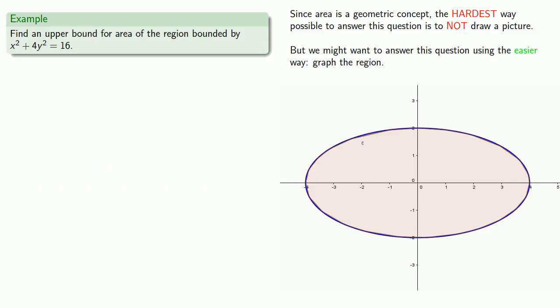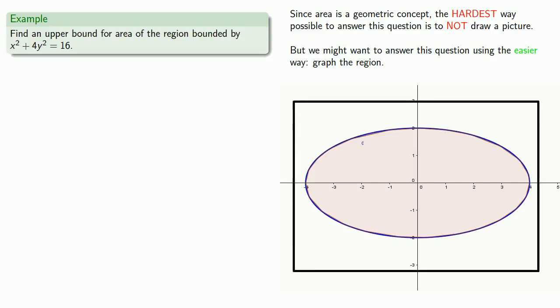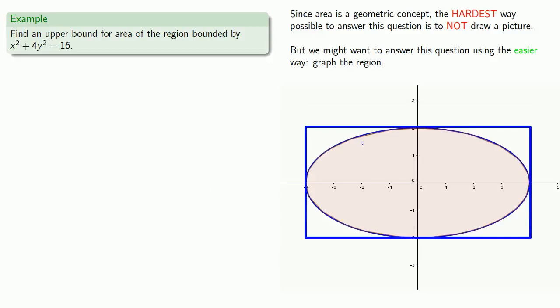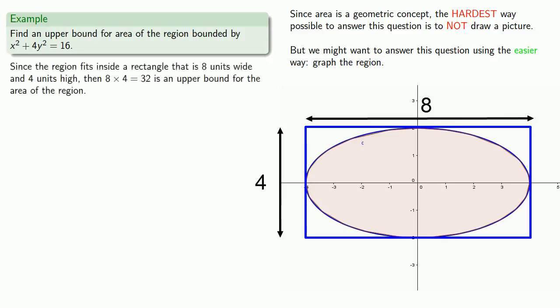So let's use a rectangle. We'll throw a rectangle down, and the area of this region is certainly less than the area of this rectangle, but maybe we can do a little bit better. And this rectangle seems to be a good fit. The entire region fits inside a rectangle that's 8 units wide and 4 units high. So 8 times 4, or 32, is an upper bound for the area of the region.